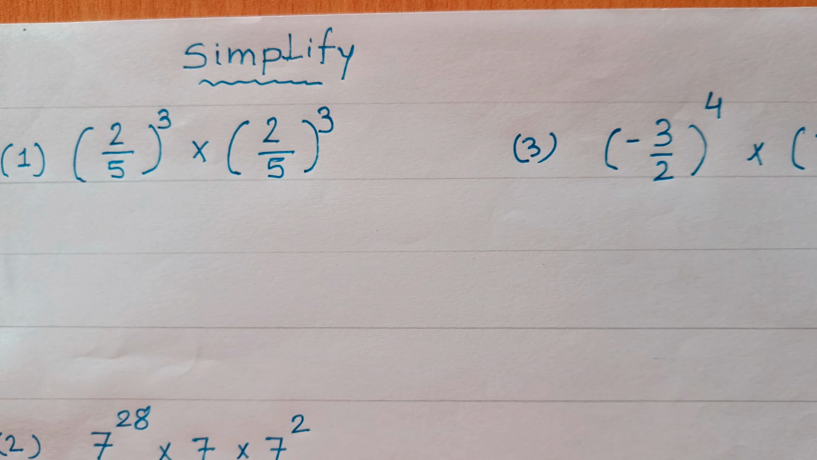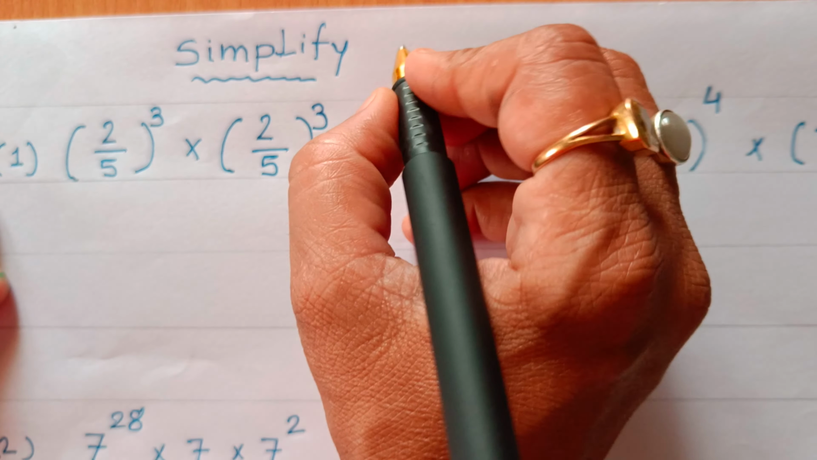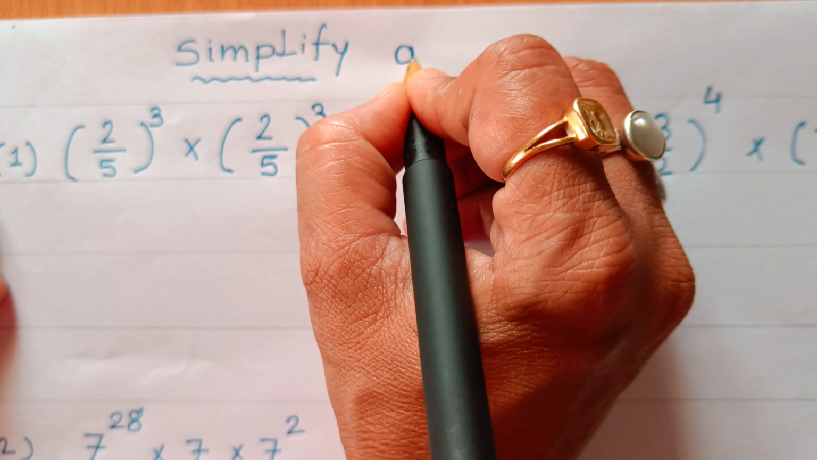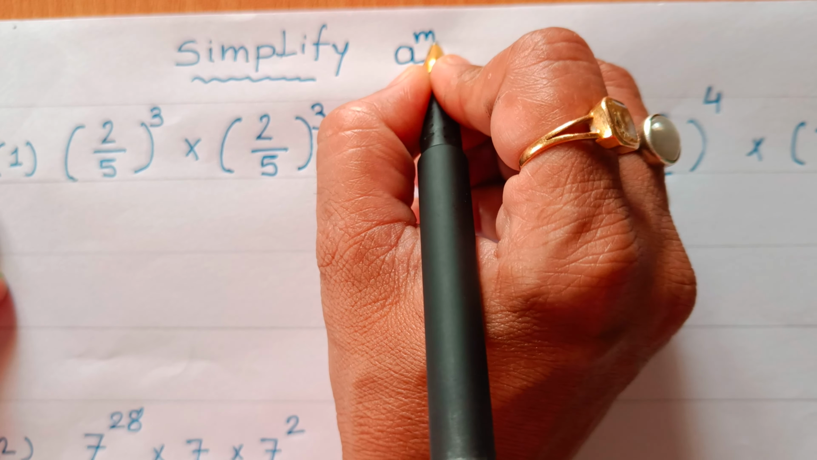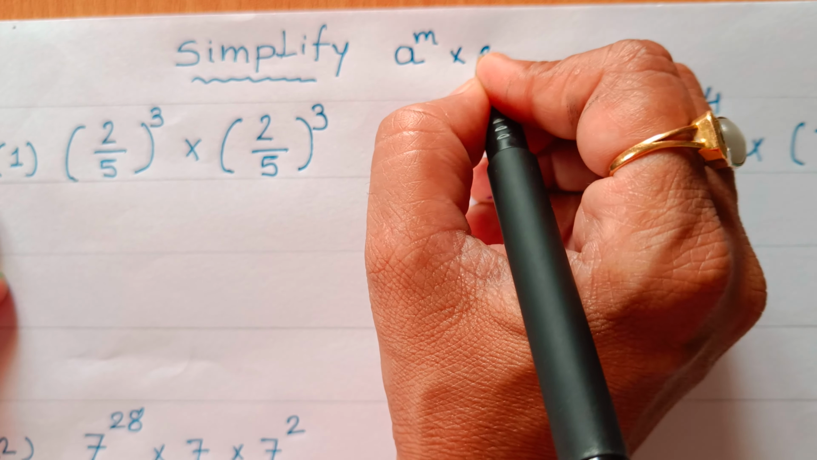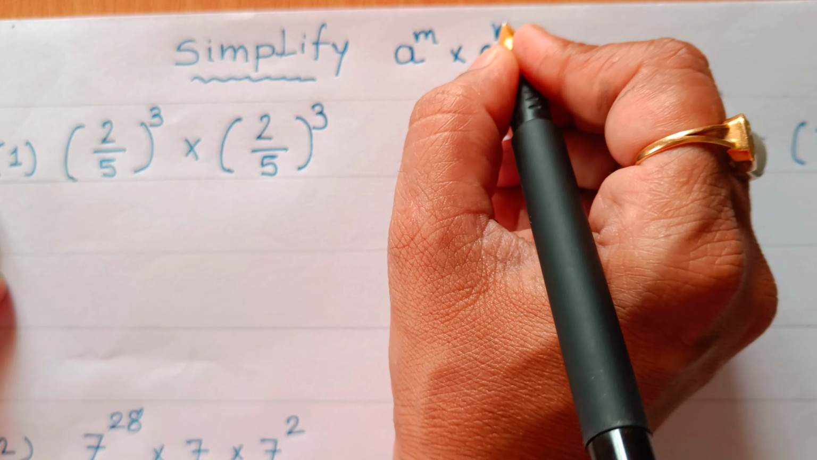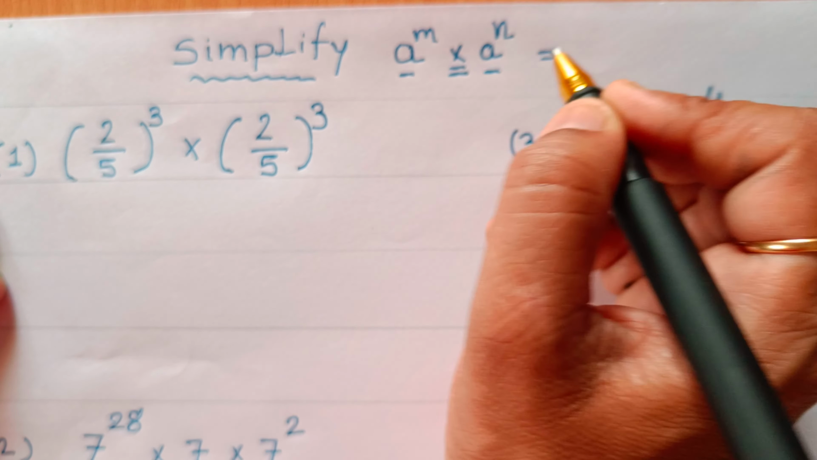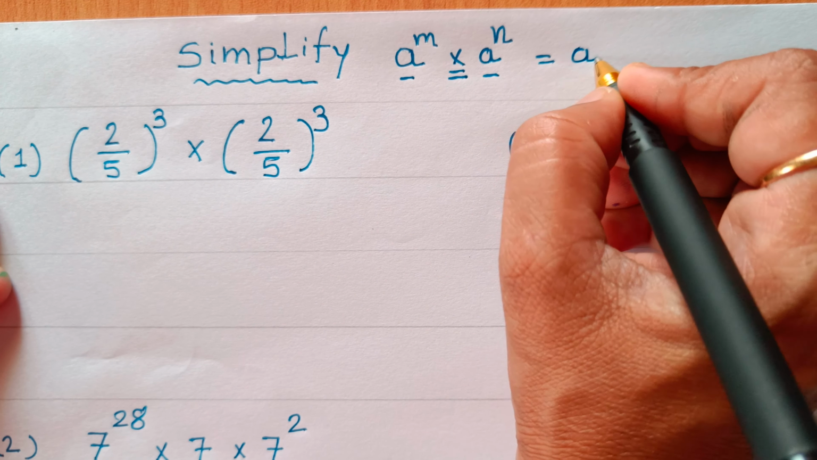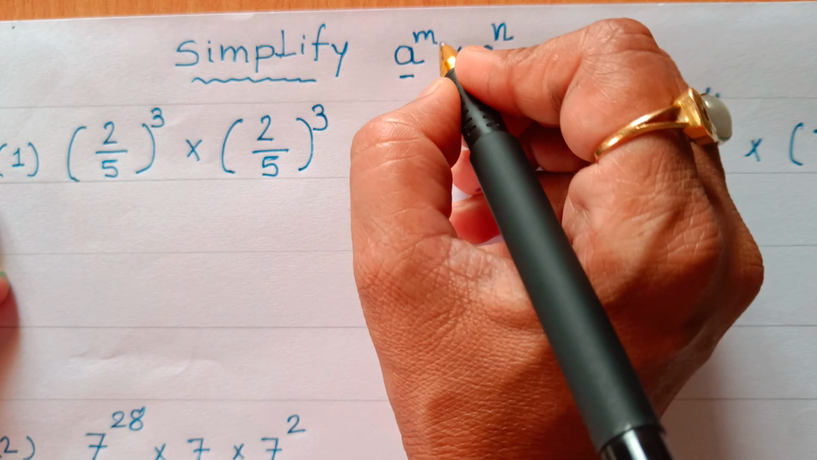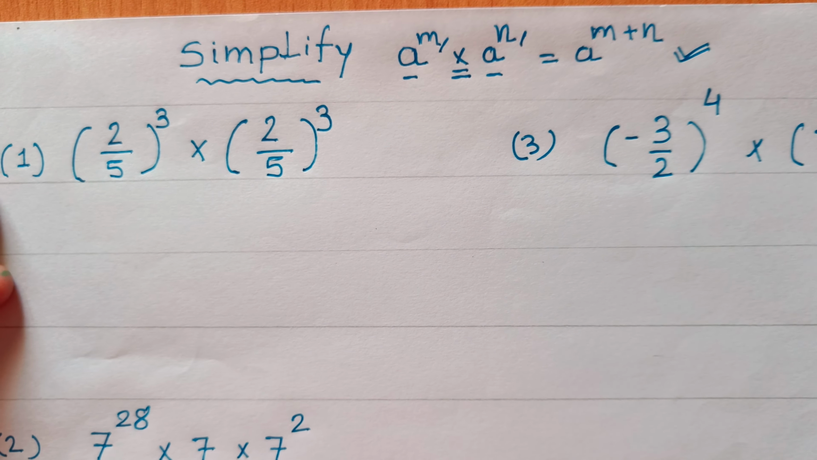Which formula do we use when the bases are the same? Base is a, power is m, multiplied by base a and power n. When multiplication comes and the bases are the same, then we add the powers. Children, we use this formula for solving these problems.